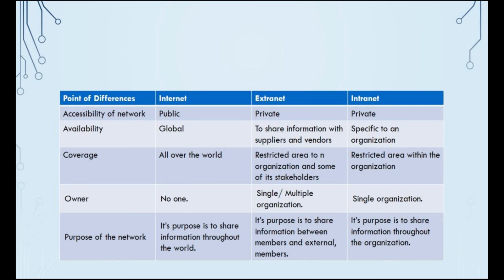And the owner of the internet is nobody, nobody owns it. For the extranet, it is a single or multiple organizations, and the intranet is a single organization alone. The purpose of the network: the internet is to share information throughout the world, while the extranet is to share information between members and external members, and the intranet is to share information throughout the organization.